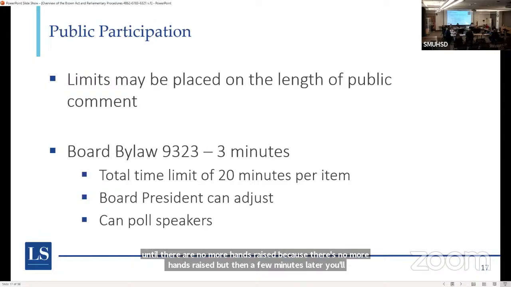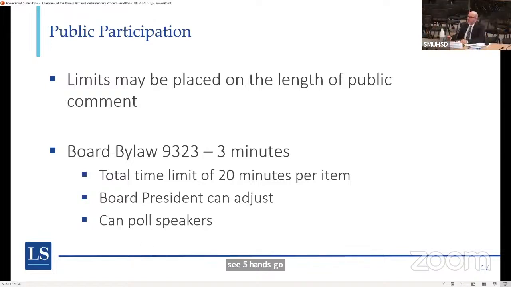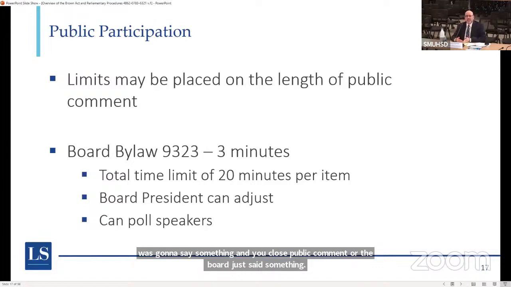Yeah. Well, when public comment is closed, I would encourage you to keep public comment closed. Because again, you get into this thing with somebody saying, oh, I was going to say something and you closed public comment, or the board just said something and now I have this idea. It's your meeting. You need to get your business done.